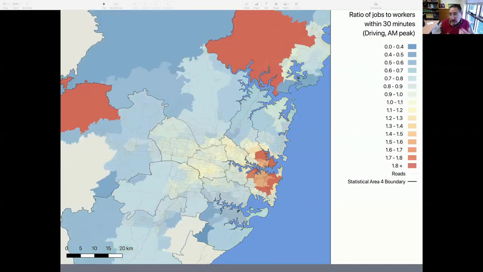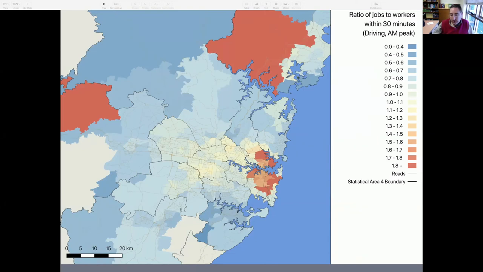And we can look at things like the ratio of jobs to workers within 30 minutes. So how many jobs can be reached within 30 minutes divided by how many workers can be reached in 30 minutes. And in places that are yellow or red, that number is above one, meaning you can reach more jobs than workers, meaning that workers are imported into those areas. And in places that are below one, workers are exported from those areas. So workers are exported from Western Sydney and imported into Eastern Sydney.